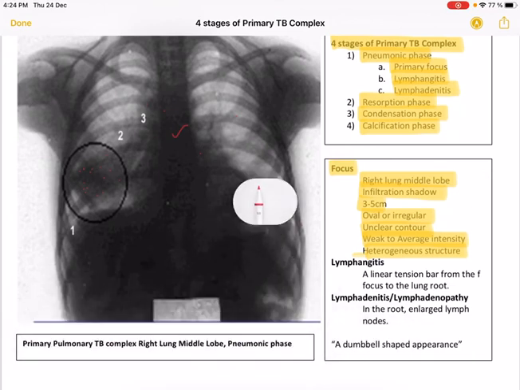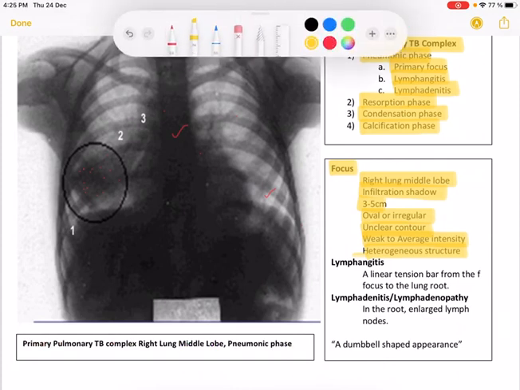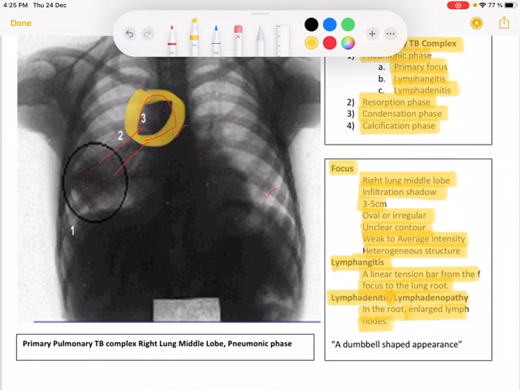Okay, so what next? We will talk about the characteristics of the lymphangitis, or the lymph vessel. Lymphangitis is a linear tension bar from the focus to the lung root. So we can see here it is a tension bar, a line from the primary focus toward the lymph node. And what are the features of the lymph nodes? Lymphadenopathy, that is, in the lung root there are enlarged lymph nodes. So these are the third component of the pneumonic phase of the primary TB, that is lymphadenopathy. Okay, so these are the features of the primary focus or the primary TB.